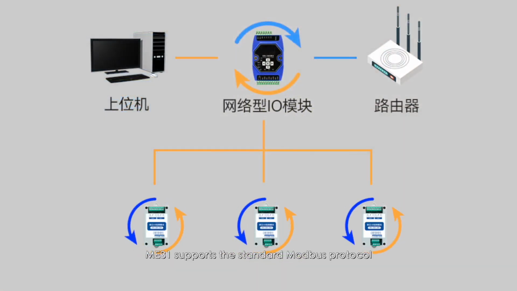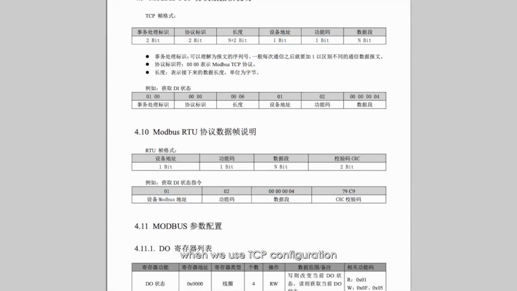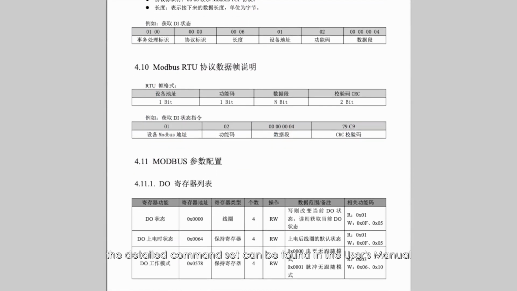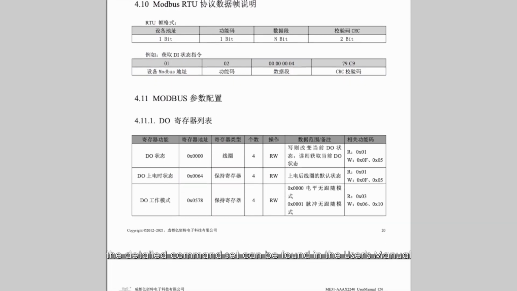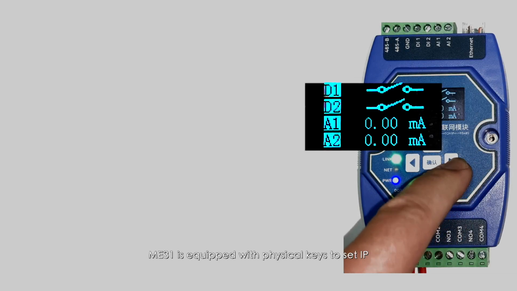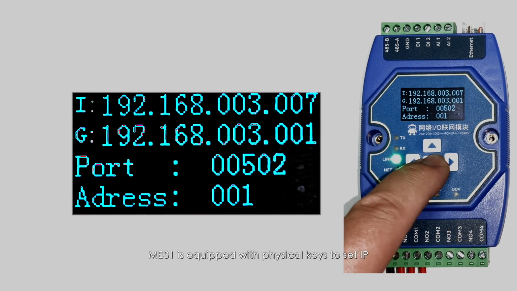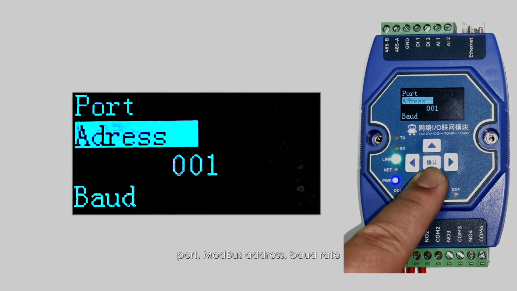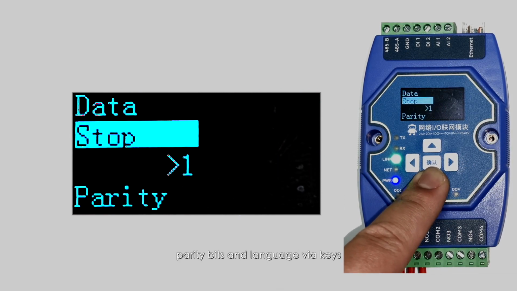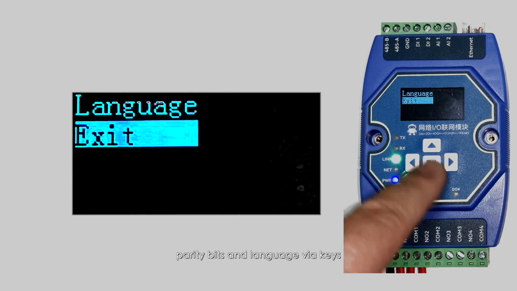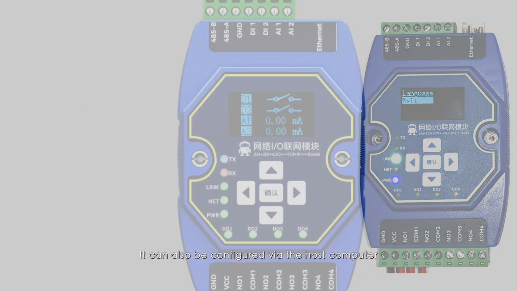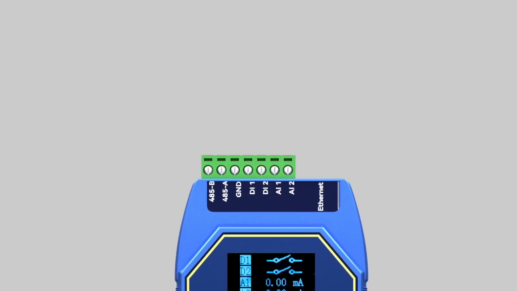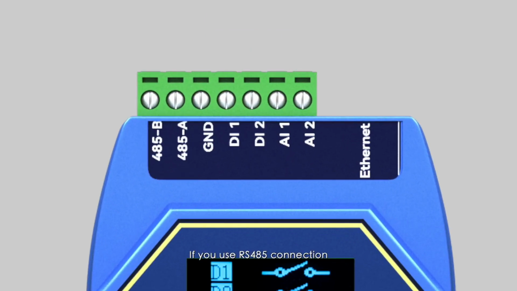ME31 supports the standard Modbus protocol. When we use TCP configuration, the detailed command set can be found in the user's manual. ME31 is equipped with physical keys to set IP, mask, gateway, port, Modbus address, baud rate, data bits, stop bits, parity bits and language via keys. It can also be configured via the host computer. If you use RS485 connection, you can view the ME31 series tutorial, RS485 connection.